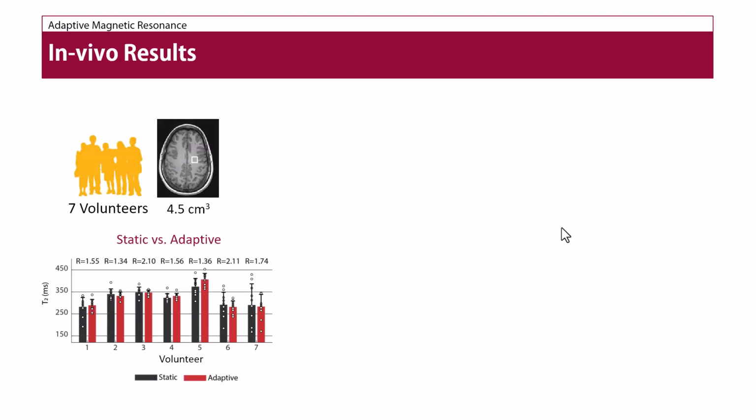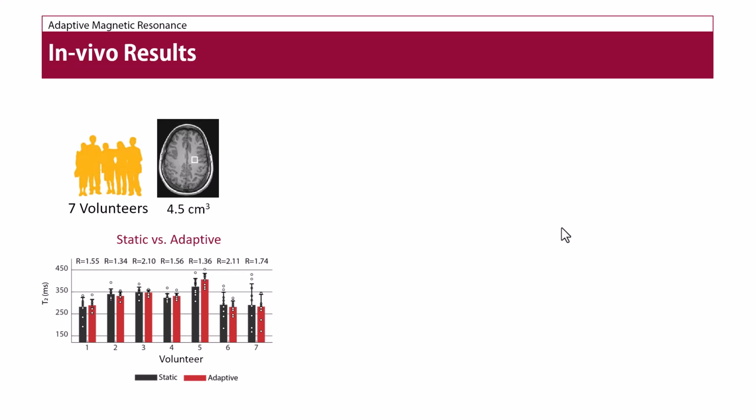The adaptive framework was implemented on a Siemens scanner using the real-time ICE framework. 7 volunteers were scanned using a single voxel MRS acquisition placed in parietal white matter, and the T2 of NAA was quantified. Static and adaptive acquisitions were compared. The bar plots show the mean and standard deviation for both the adaptive and static acquisitions for each of the 7 volunteers. Each white dot is a separate single experiment lasting 2 minutes.